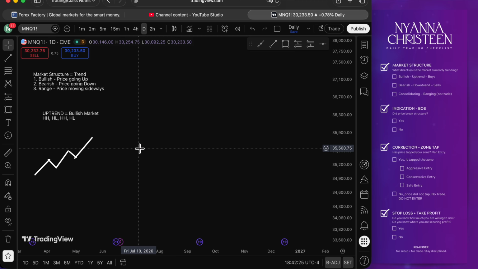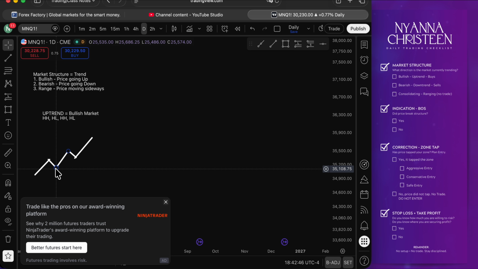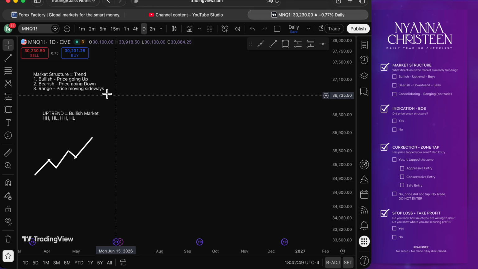One thing about price is it's never going to go in one direction. It's always going to have things called pullbacks and stuff like that. So for example, we have this low here. This low right here is higher than this previous low. Same with this one. That's also the same with the highs. This high here is higher than this previous high. This high here is higher than this previous high.